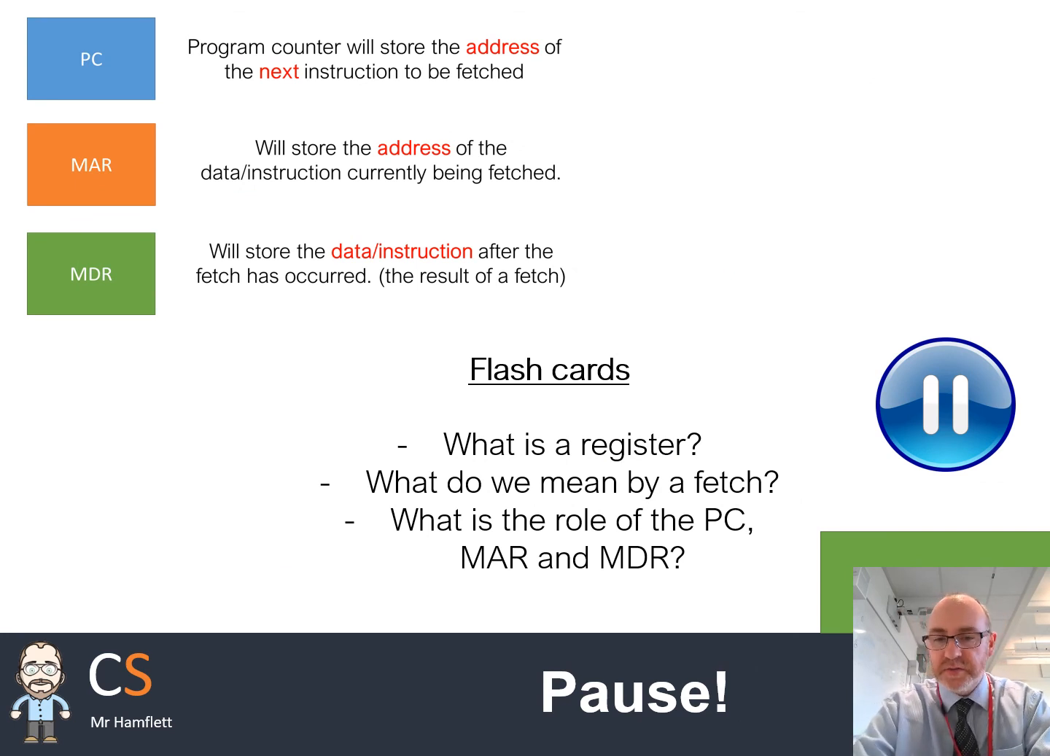So now's a good time to pause and make some flashcards because there was a lot of content there. Your flashcards should include what is a register? What do we mean by the term fetch? What is the role of the 3 registers we have just talked about?